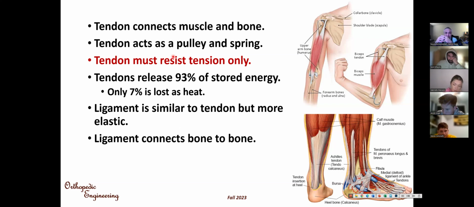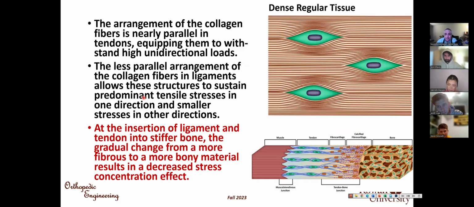You remember when we discussed the hysteresis, we said part of the energy upon release turns into heat. In tendons and ligaments, this amount is 7%. So if they are under cyclic loading, in each load, they lose 7% of their energy. In other words, they have 7% hysteresis. Keep it in mind because later we use it.